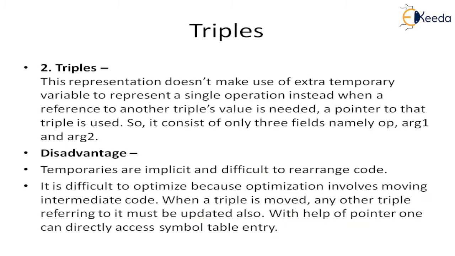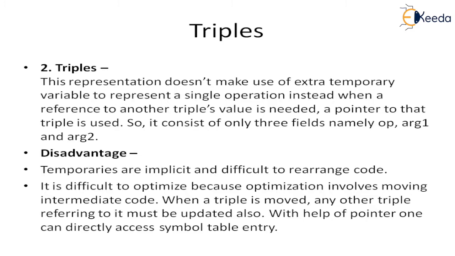The second representation is the triple representation. The advantage of this triple representation is that it doesn't make use of an extra temporary variable. So it reduces the use of extra temporary variables to represent a single operation. Instead, when a reference to another triple value is needed, a pointer to that triple is used. So a pointer is used in the triple representation. So it contains the operator, argument 1 and argument 2. The result is not present in the triple representation.